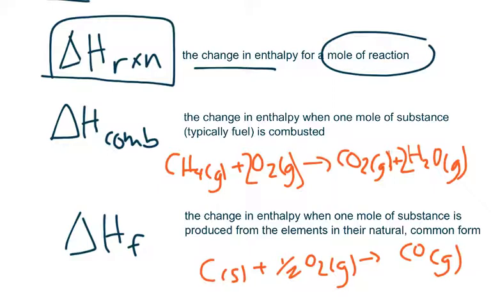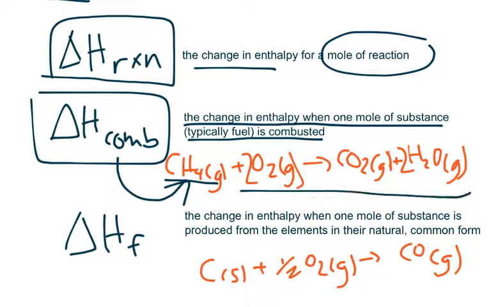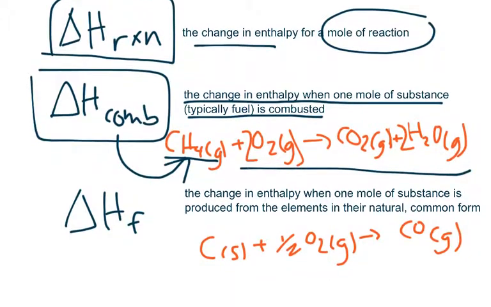So now that we're done with that, let's talk about the delta H of combustion. This is the change in enthalpy when 1 mole of substance is combusted. So the reaction corresponding to it is in red. It's showing methane, 1 mole of methane, combusting to form the products, and that will correspond to the delta H of combustion.